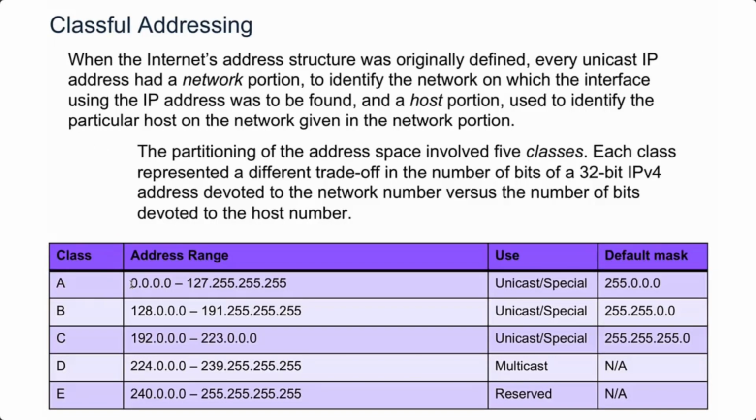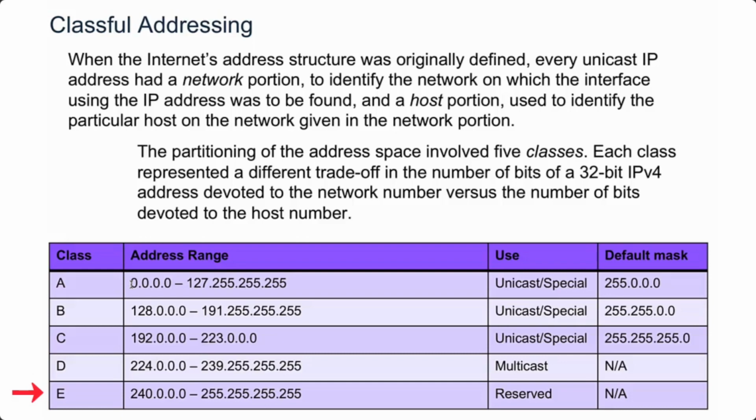In the early days of IPv4, networks used the classful addressing schema, which allowed for only 5 different address ranges. Class A goes from 0.0.0.0 to 127.255.255.255. This is for special use and unicast. The default subnet mask is 255.0.0.0, which we will explore more later on. This is the Class B, the Class C, the Class D, and Class E.